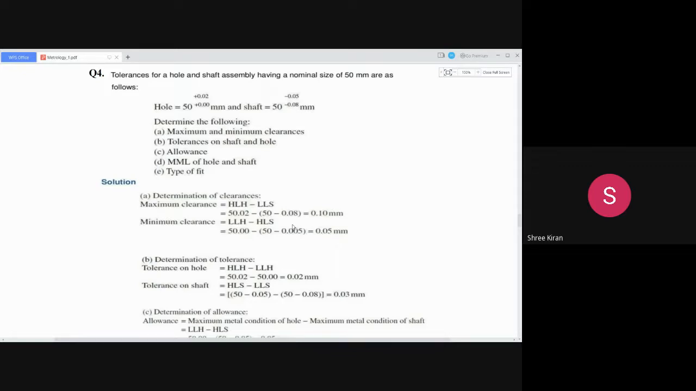Then we have the minimum clearance, that is the lower limit of the hole minus the higher limit of the shaft. The lower limit of the hole is 50 plus 0.00, that is 50 only, and the higher limit of the shaft is 50 minus 0.005, which gives 0.05 mm. That's what happens in the determination of clearances.